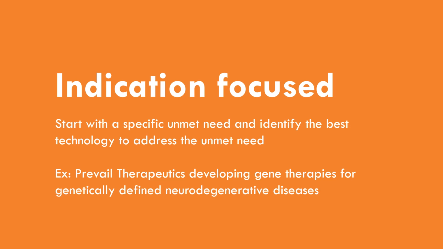So another approach is starting with an unmet clinical need and then looking for the best way to treat that disease. So this approach is agnostic towards any particular biology or technology. You're just trying to find the best way to help patients with a specific disease. A really good example of this is a company called Prevail Therapeutics. They're developing gene therapies for genetically defined neurodegenerative disease with an initial focus on Parkinson's. And this company was founded by Jonathan Silverstein, who's a senior partner at OrbiMed, which is the largest biotech fund in the world, after Jonathan was diagnosed himself with Parkinson's.